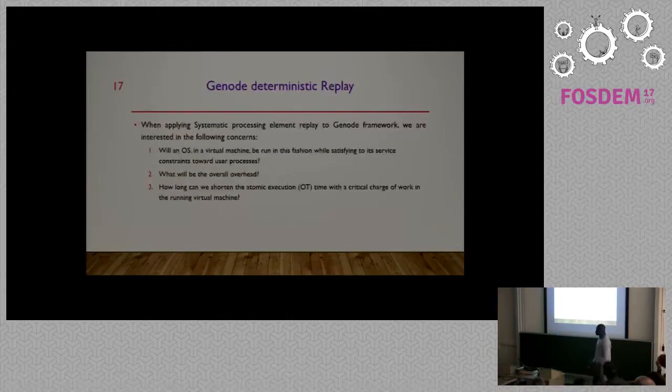So when we apply it to Genode, we are essentially interested in 3 questions. The first is: is it possible to do it like that for a virtual machine running on a microkernel system like that? Essentially, we also want to measure the performance impact that this fashion of executing processes will have on this kind of system.